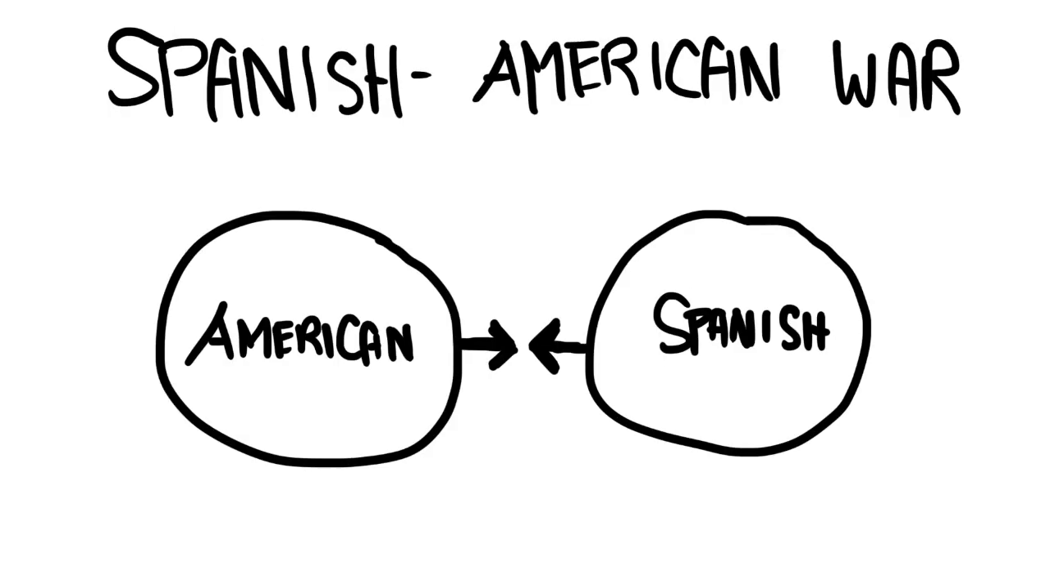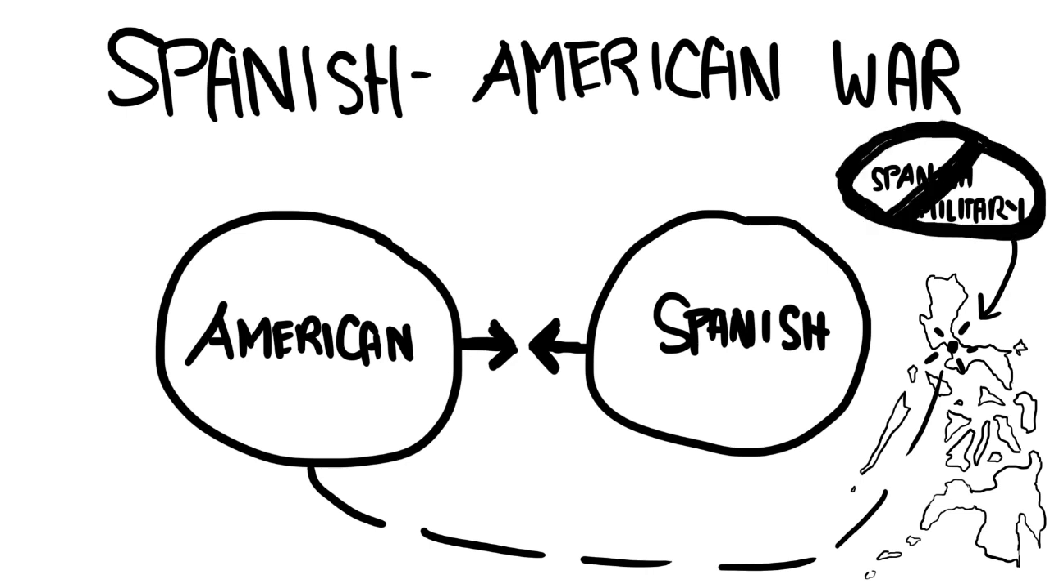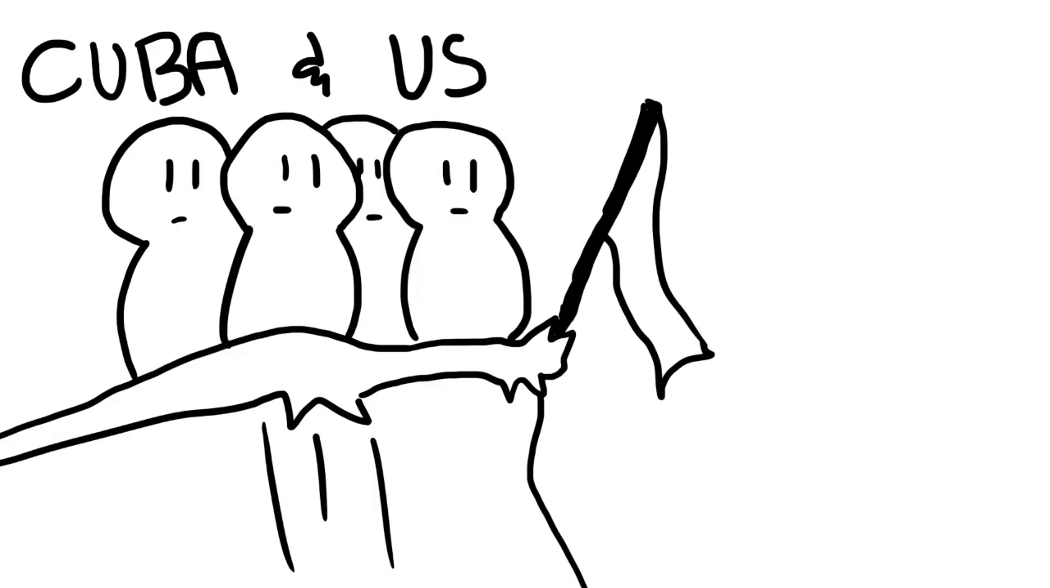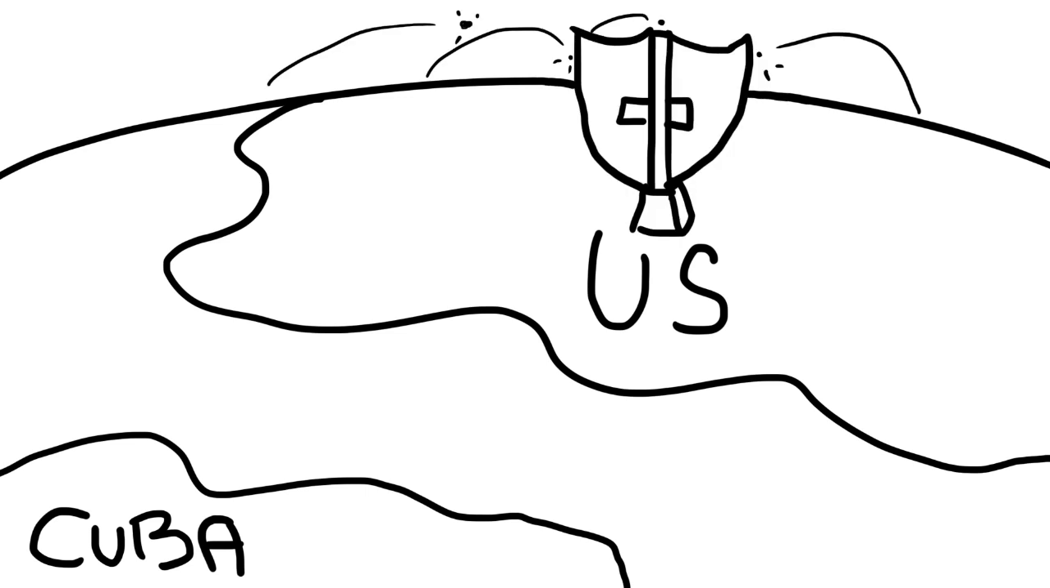In 1898, the United States joined the Cuban War for Independence. This conflict became known as the Spanish-American War. The war lasted about 4 months. The U.S. forces launched their first attack on the Philippine Islands, a Spanish colony thousands of miles away in the Pacific. Unprepared for a war on two fronts, the Spanish military quickly collapsed. Cuba and the United States won the war, and the United States became Cuba's protectorate.